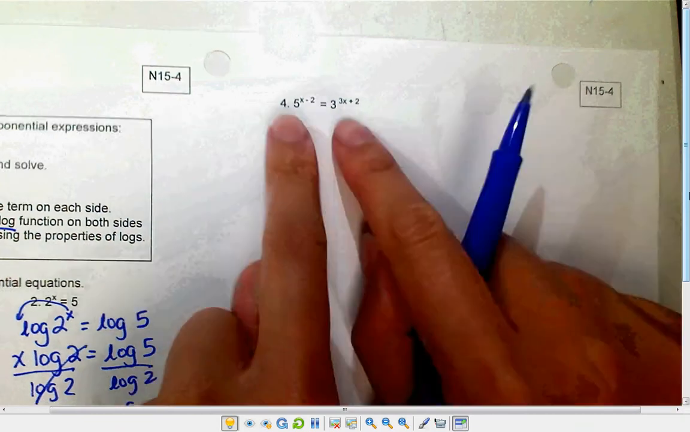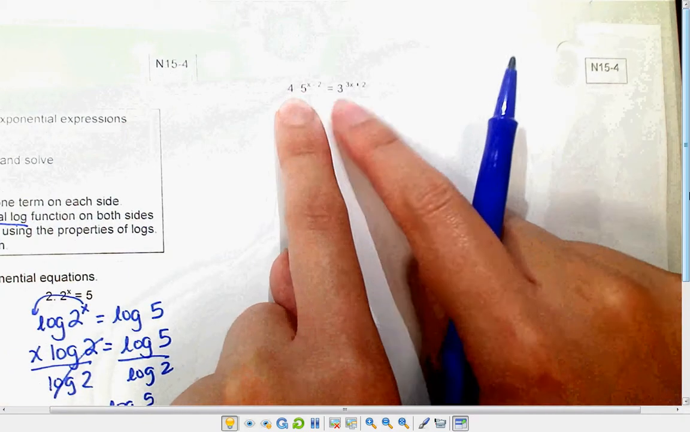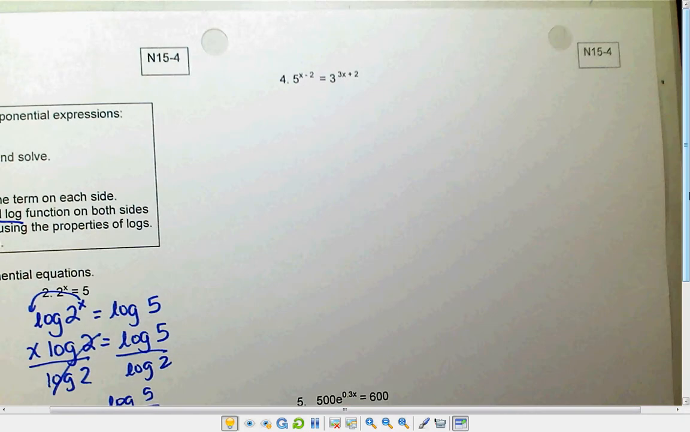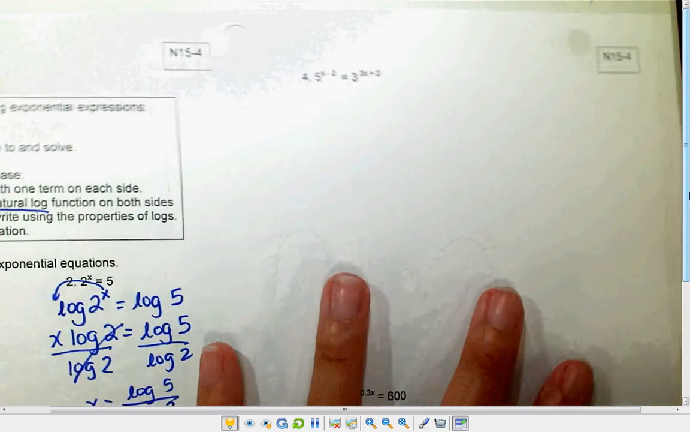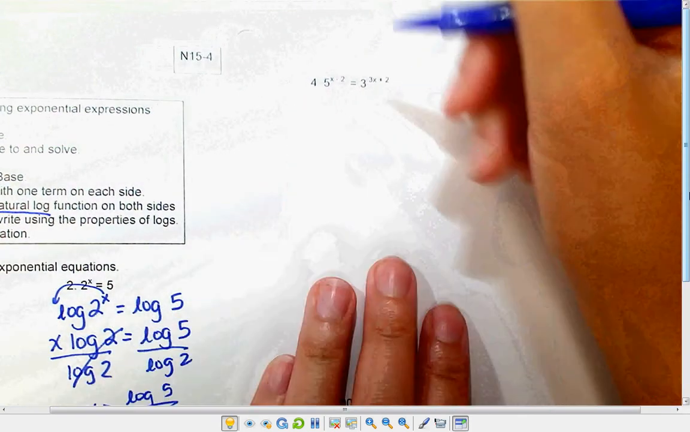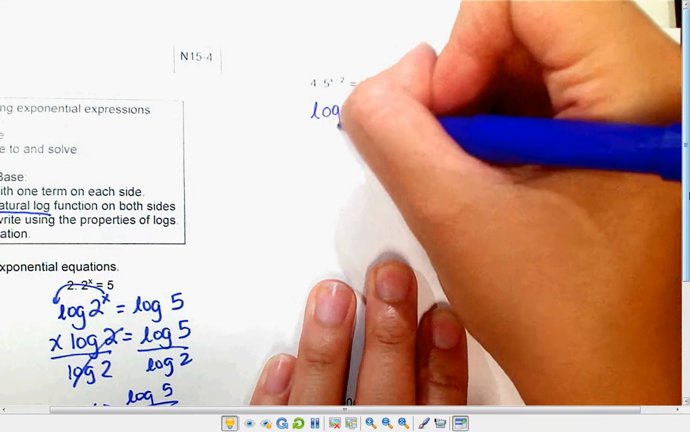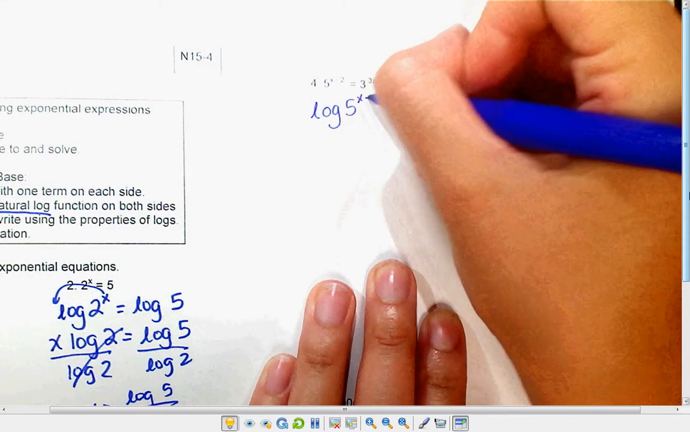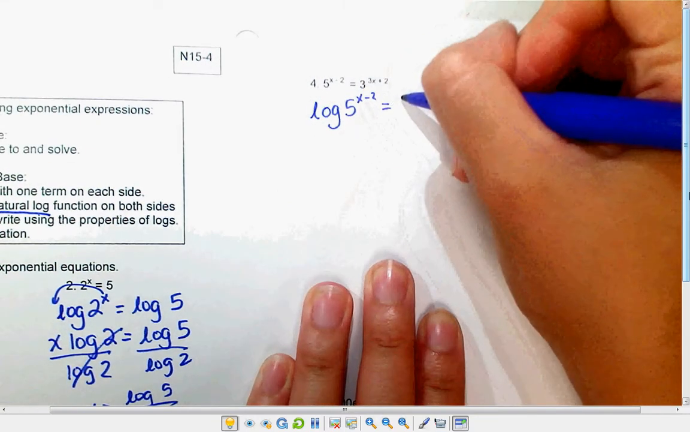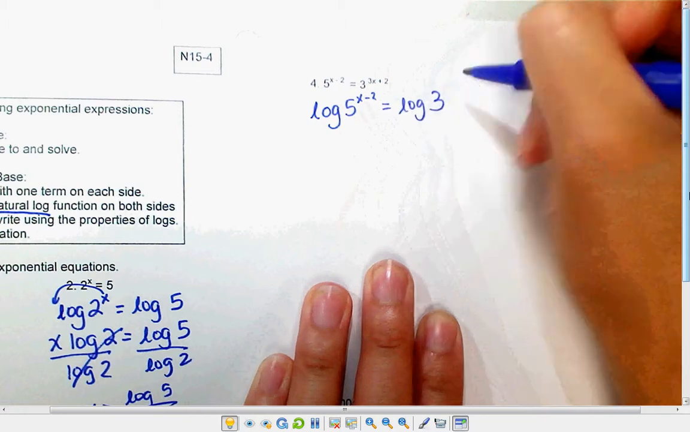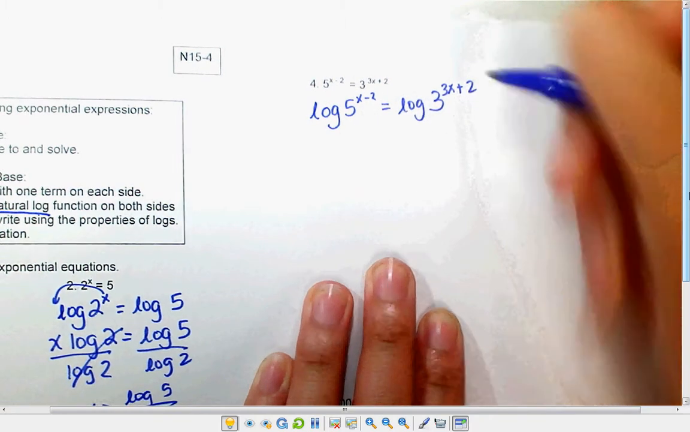So we have 2 exponents on either side. Notice the 5 and the 3 we can't rewrite using the same base. So we're going to take the log of both sides. We already have just one term on both sides. So this becomes log of 5^(x-2) equals log of 3^(3x+2).